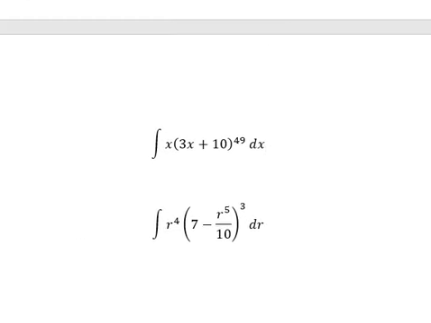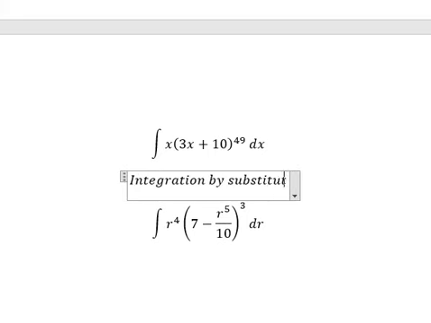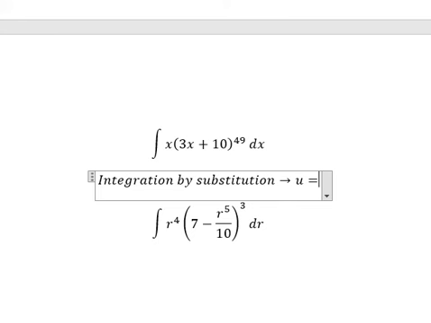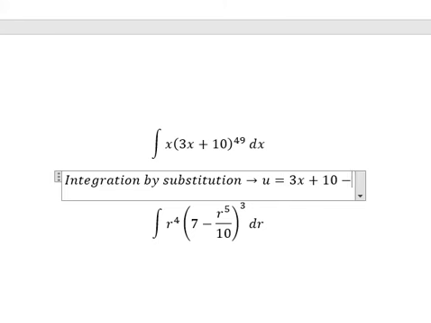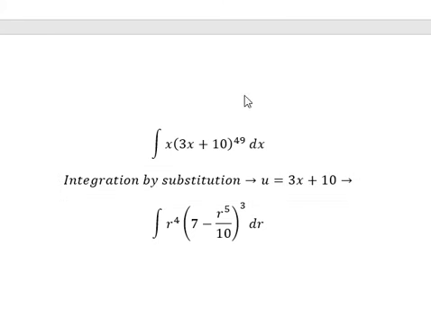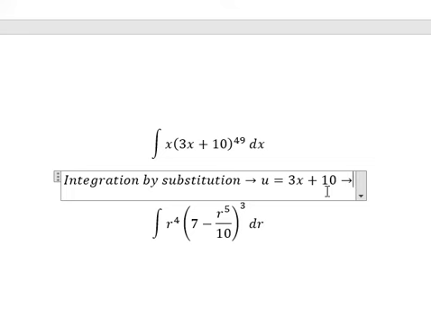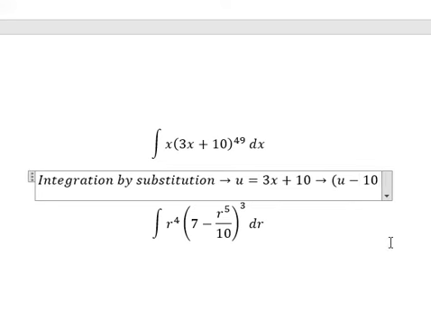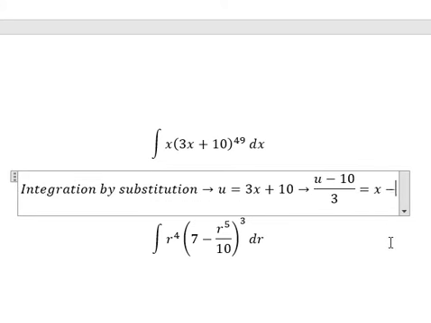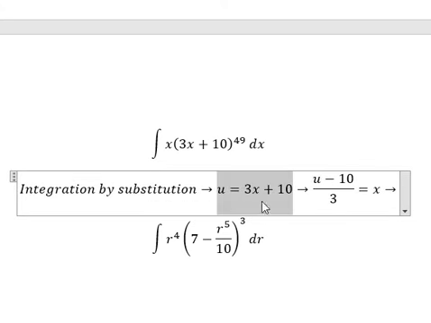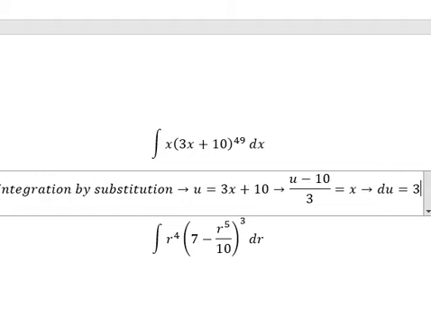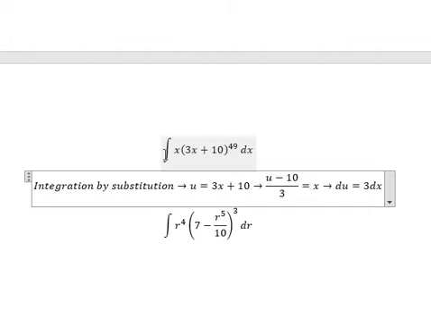We need to use integration by substitution. So I will put u equal to 3s plus 10. So because we still have s, we put number 10 to the left and we divide both sides by number 3. And you got u minus 10 divided by 3 equal to s. Next, we do first the derivative of this one. Because we don't have number 3 in here, we divide both sides by number 3.